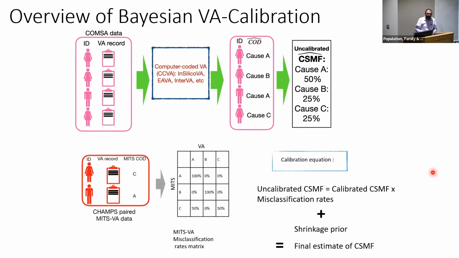Can I clarify? So for the uncalibrated CSMF, do you average all the different algorithms you use? Yeah, that's a very good question. So the question is, which algorithm do we choose? Do we choose one of them, or do we combine the algorithms? I'll come to that later in the talk.